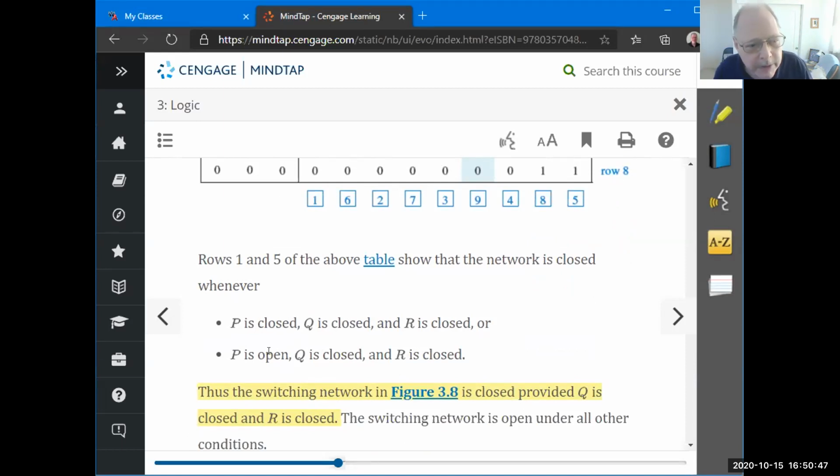Because look at those two bullet points. You see how it turned out P doesn't even matter. If Q and R are both closed, the thing is closed, whichever way P went. So P doesn't actually matter. So the simplest way to say it would just be the network is closed provided Q is closed and R is closed.